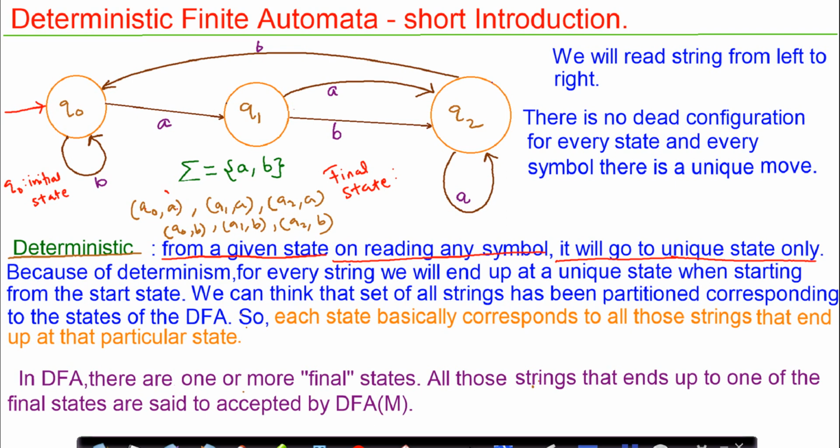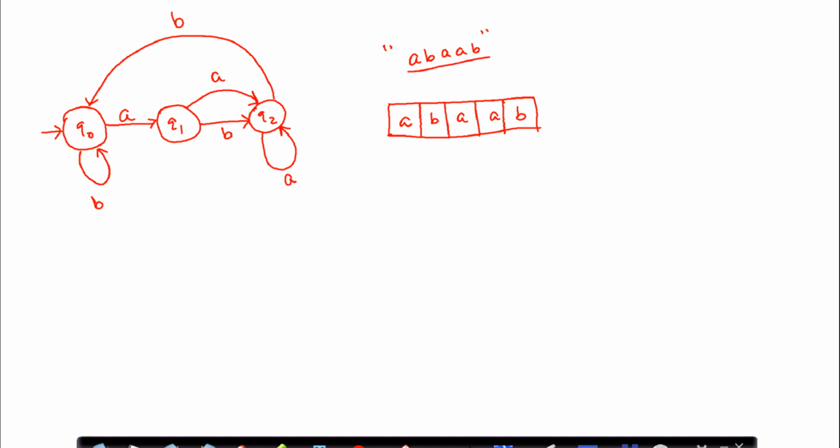Because of this determinism, for every string, we will end up at a unique state when starting from the start state. Let's say this is your string AB, A, B. It will always take a unique path because the moves are fixed. Let me take a new page and explain it. For this string ABAB, we will see that every time this will follow a unique path.